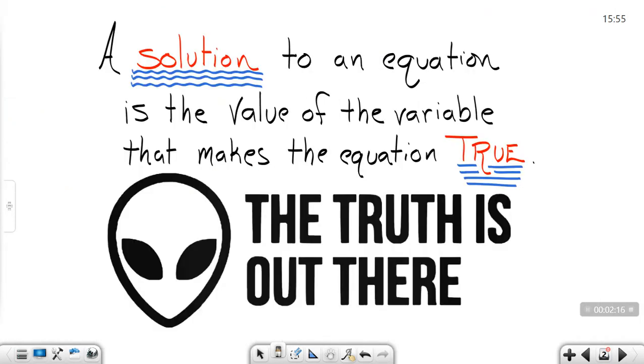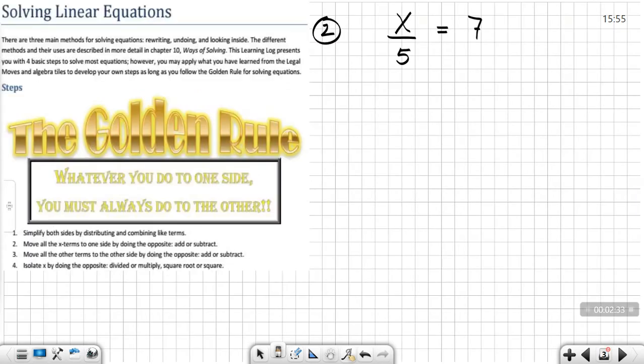That's what we can see here. A solution to an equation is the value of the variable that makes the equation true. All right, the truth is out there. That's what you're looking for. When we say solve, you are looking for the solution, and the solution is whatever makes that situation true. In this case, we're looking at equations specifically. Let's check out another one.